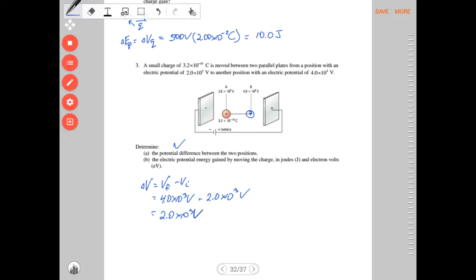Now part B: the electric potential energy gained by the moving charge, in joules and electron volts. So I need to know the electric potential energy gained. Remember, delta EP, we've already rearranged that up here on number 2, is delta V Q. I have changed the voltage by 2,000 volts, and I have a charge of 3.2 times 10 to the negative 19 coulombs. So I have given this charge 6.4 times 10 to the negative 16 joules of energy. I had to do that much work to get it to move closer to the positive plate. Remember, it doesn't want to be anywhere close to the positive plate. Positive charges do not like each other.